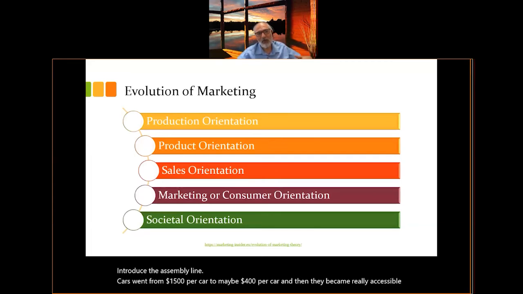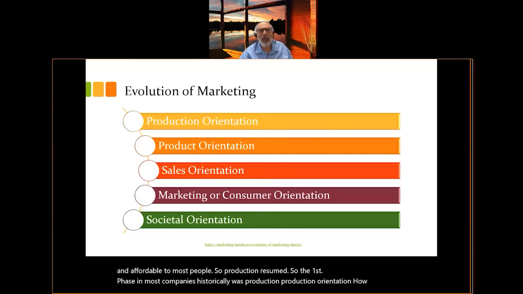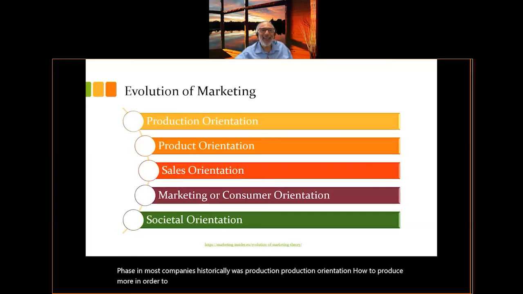So production zoomed. So the first phase in most companies historically was production orientation. How to produce more in order to reach economies of scale and reduce the cost of production so that the products become affordable to most people.